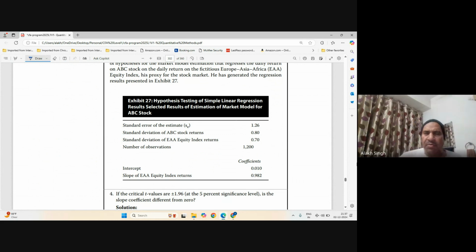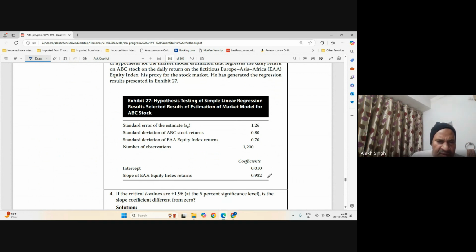Okay, so it is asking for beta 1. Standard error of estimate, standard deviation of ABC returns, standard deviation of equity index return, number of observations 1200. Intercept, okay, here is the slope. Slope is 0.982. So is it different from zero? 0.982 divided by what? The standard error of estimate is 1.26. So t is B1 divided by SE B1.